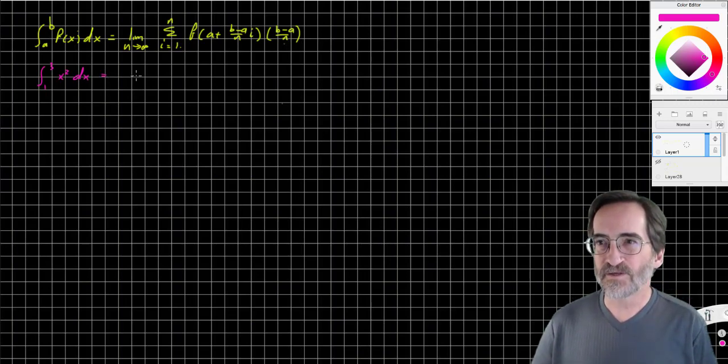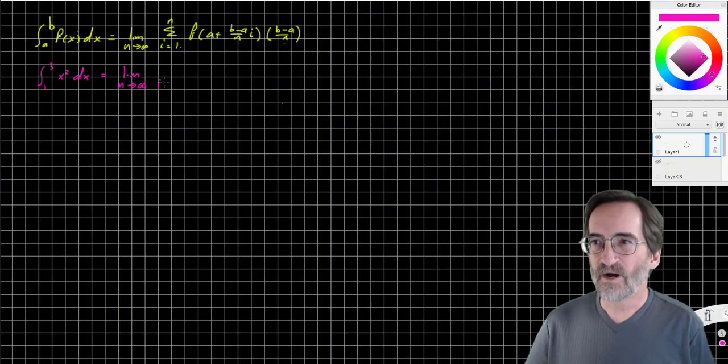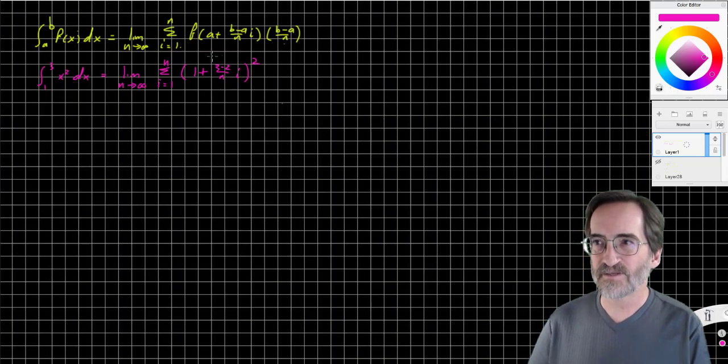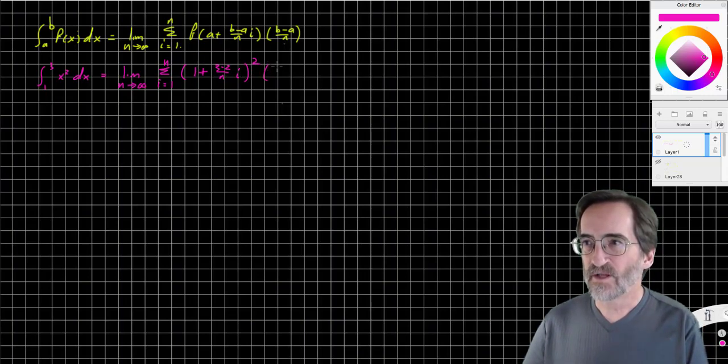Okay, using this notation here, this is the limit as n goes to infinity of the sum from i equals 1 to n. Okay, f of a plus all that is x squared. So a, that's a is 1, plus (b minus a), 3 minus 2 over n times i, squared, because that's f of x. f of x is x squared. (b minus a) over n is 3, not 3 minus 2, 3 minus 1 over n. Let me fix that.